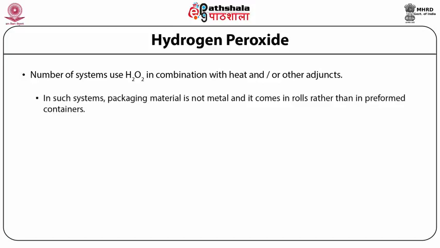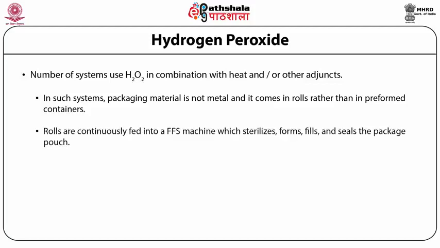In this system, the packaging material is not metal and it comes in rolls rather than in preformed containers. The rolls are continuously fed into a vertical machine which sterilizes, forms, fills and seals the package. Sterilization is accomplished with a combination of hydrogen peroxide and heat.